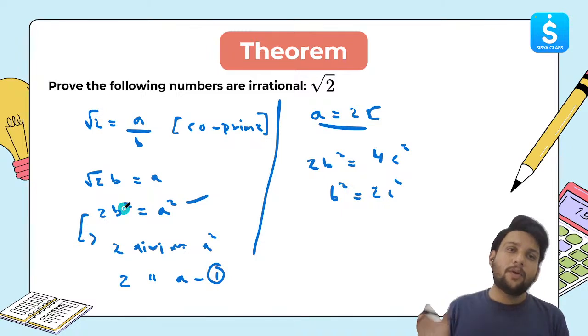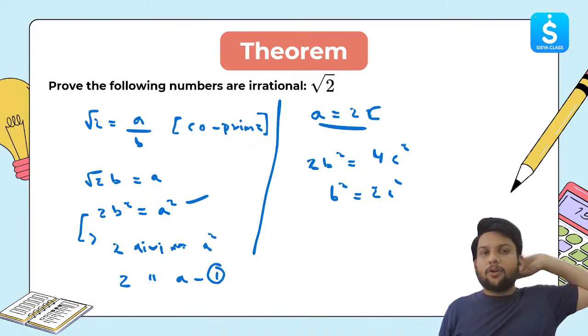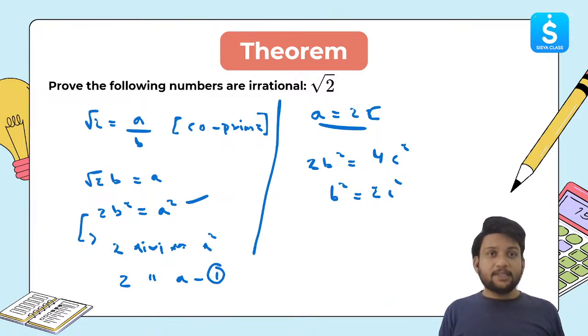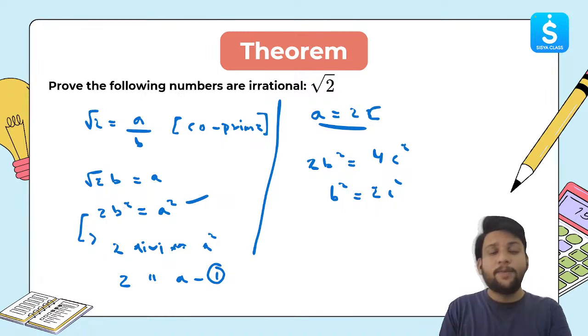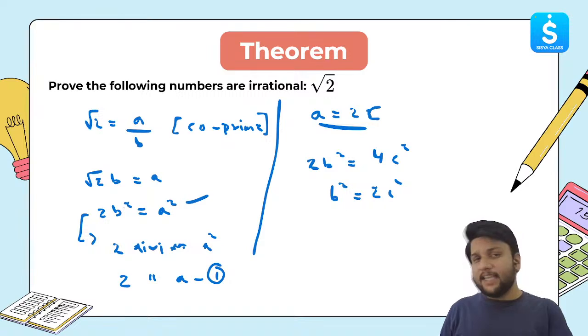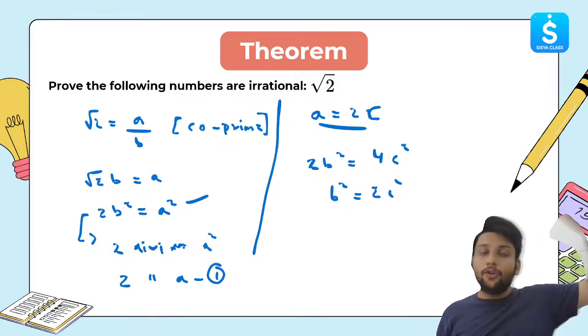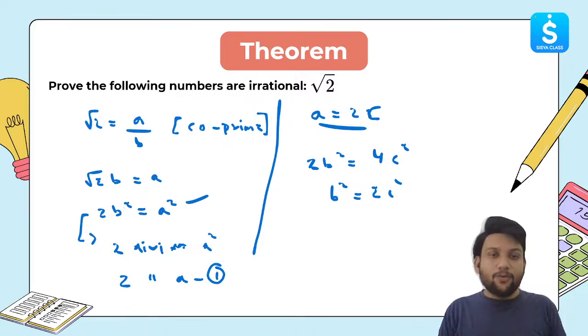I'll repeat what I did one more time. I have written root 2 as a by b, where a and b are co-primes. Next, I took b to the other side. I got root 2 b equals a. Then I squared both the sides. I got 2b squared equals a square. Now, from this statement, I can say for sure that 2 divides a square. Now, according to the theorem that we have studied previously, if 2 divides a square, for sure 2 will divide a, right or not?